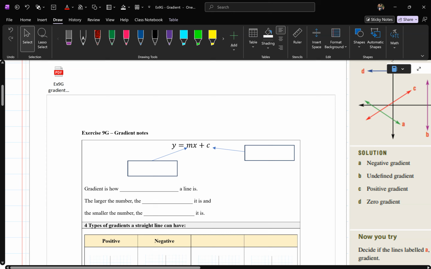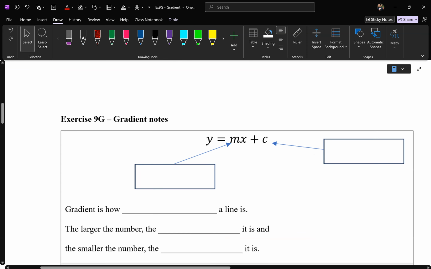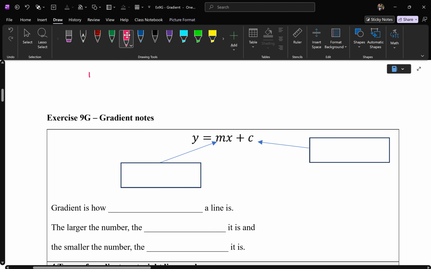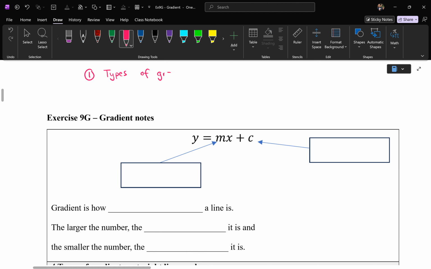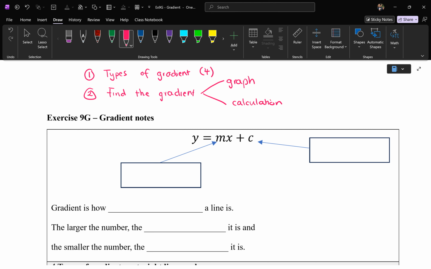But today's lesson, there are two key skills that you want to take away, okay? So by the end of this video, I want to teach you, number one, types of gradients. Okay, so how do you determine what type of gradients there are? Now, there are 4 of them. Okay, and then skill number two is how do you find the gradient? Now, there's 2 ways to do it. One way is through the graph, and one way is calculation. Okay, that's pretty much it. Those are the 2 key skills that I'm going to be looking at to teach you.